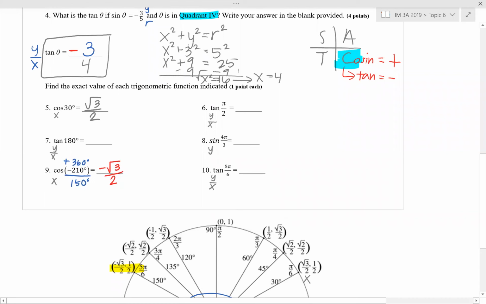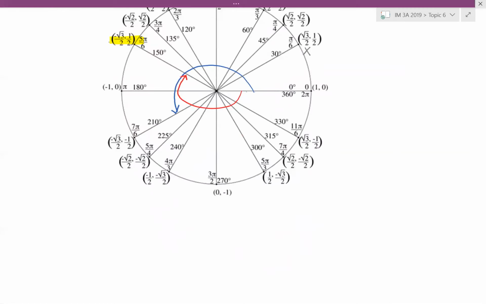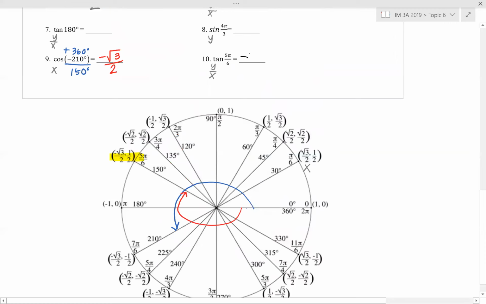The last one that's no work involved is sine. So we have sine of 4 pi over 3. So if we're looking at the unit circle for 4 pi over 3, 4 pi over 3 is down here in quadrant 3. And sine is the y coordinate. So that means our answer is negative radical 3 over 2. Oops, wrong spot, sorry.